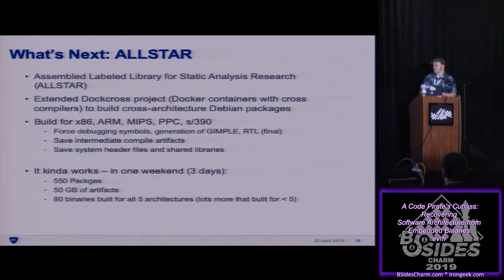And so we've got, in about 3 days, and this was running on a single core, obviously this is going to need to get run massively in parallel, but I needed to walk before I ran with it. In 1 weekend, I was able to build 550 packages, and out of that, we got about 80 binaries that built for all 5 architectures.